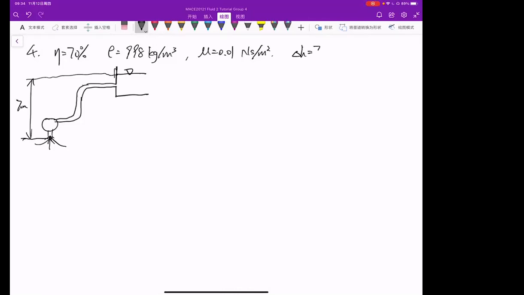So delta H is 7 meters, which is pretty obvious. The pipe length is 20 meters, and its diameter is 5 centimeters. Roughness is 0.15 millimeters. And the minor loss, as I said, is 2 90-degree bends and so on. And both entry and exit are sharp edge.